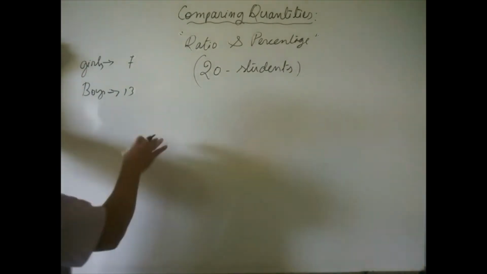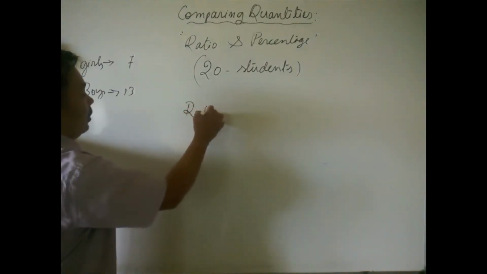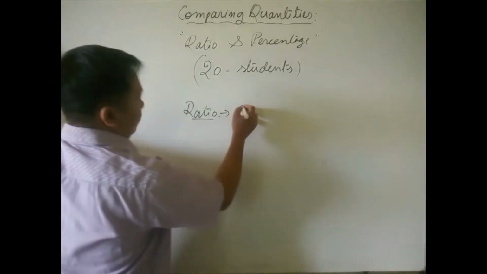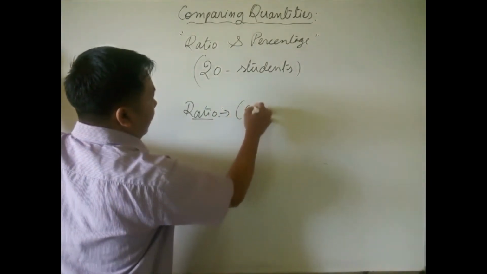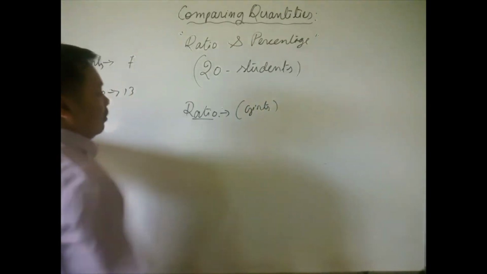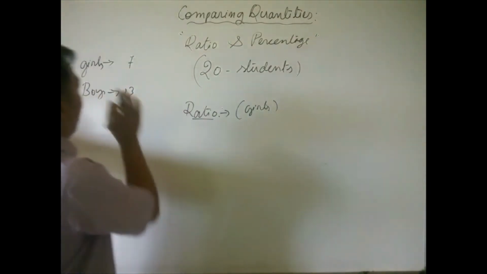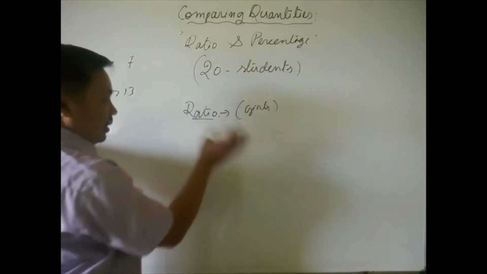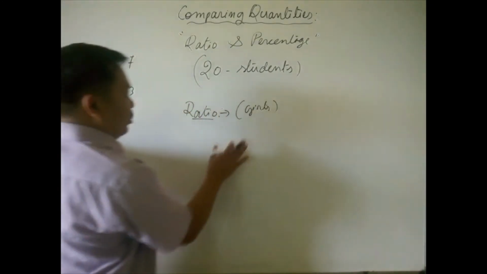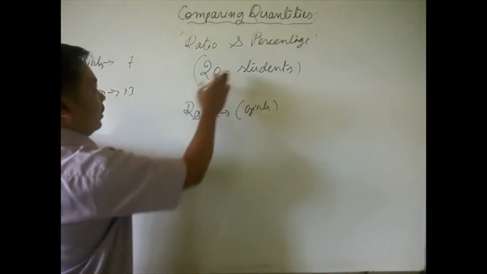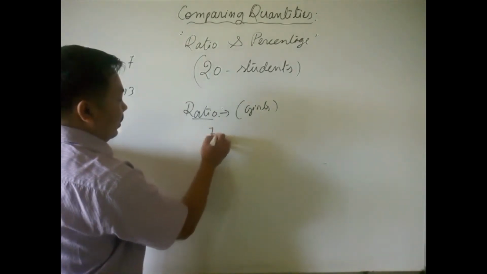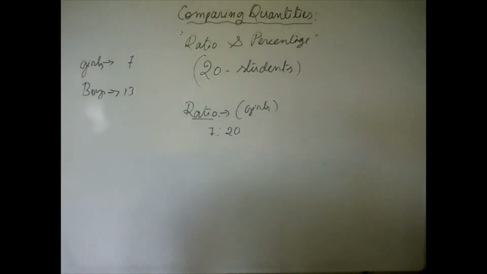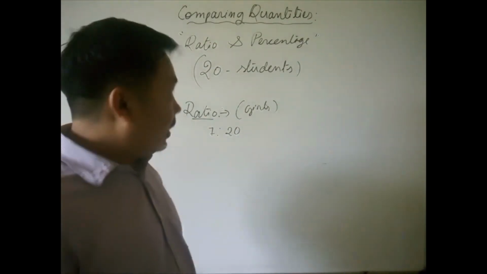So now what happens? If we want to represent in the form of ratio the girls' ratio, the ratio of girls, how can we write it? The ratio of the number of girls to the total number of students, for example. So let us take the ratio of the girls with the total number of students. Then it is 7 is to 20.